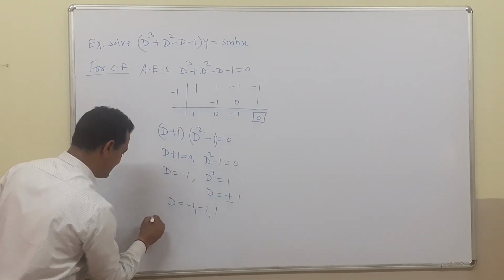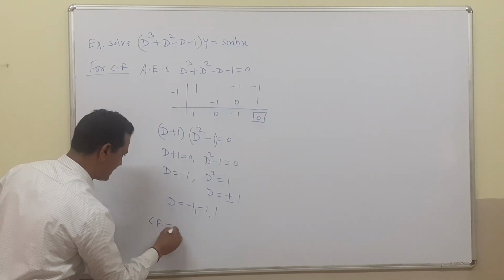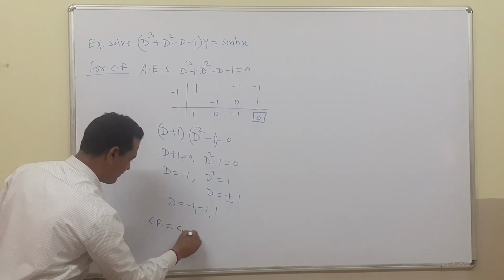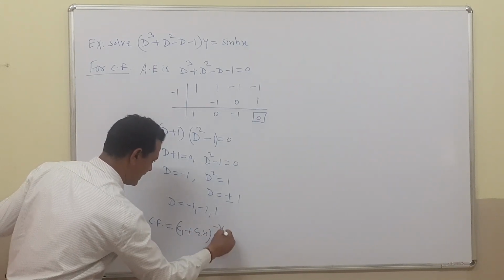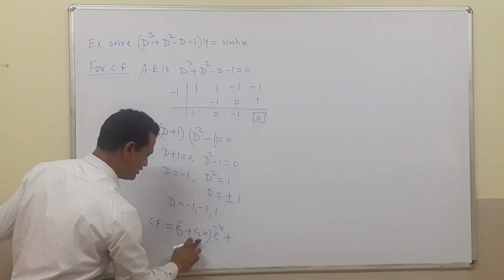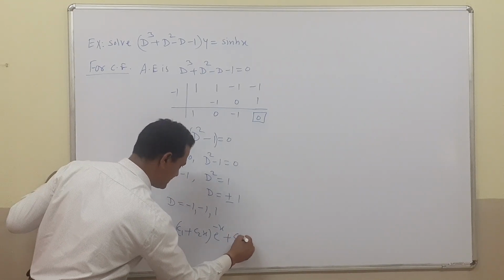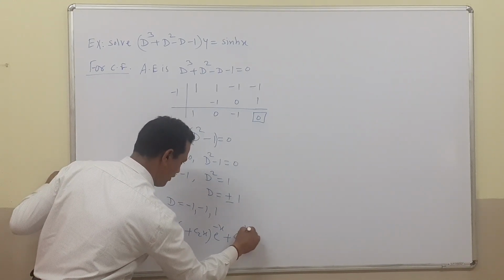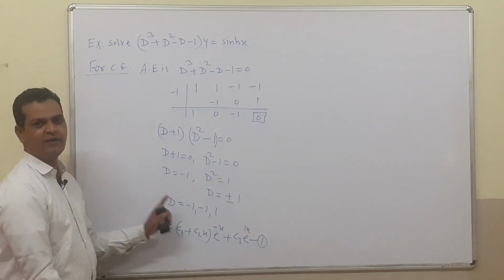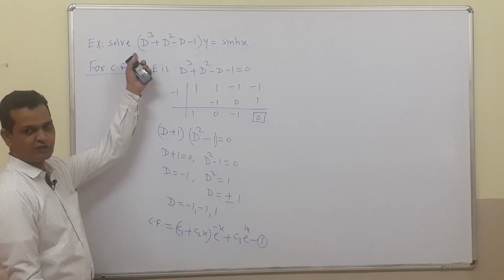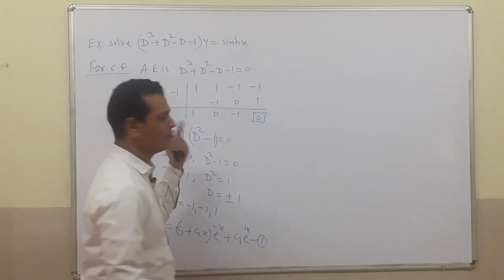Then we can write the value of complementary function as c1 plus c2 x, e raised to minus x, plus the next term c3 e raised to 1 into x. So this is the value of complementary function of this equation. Now let's find out the value of particular integral.